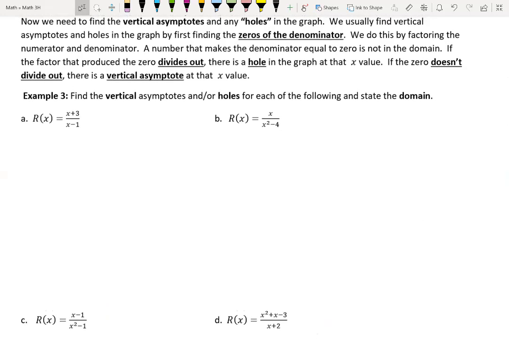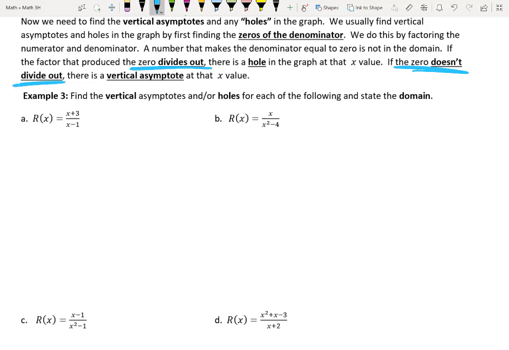If the factor that produced the 0 divides out, there's a hole in the graph at that x value. If the 0 doesn't divide out, then there's a vertical asymptote at that x value. So I want to figure out the vertical asymptotes and or holes for each of these. So I'm going to figure out if the zeros will divide out or if the zeros will not divide out. That's kind of what I'm looking at. The zeros in the denominator.